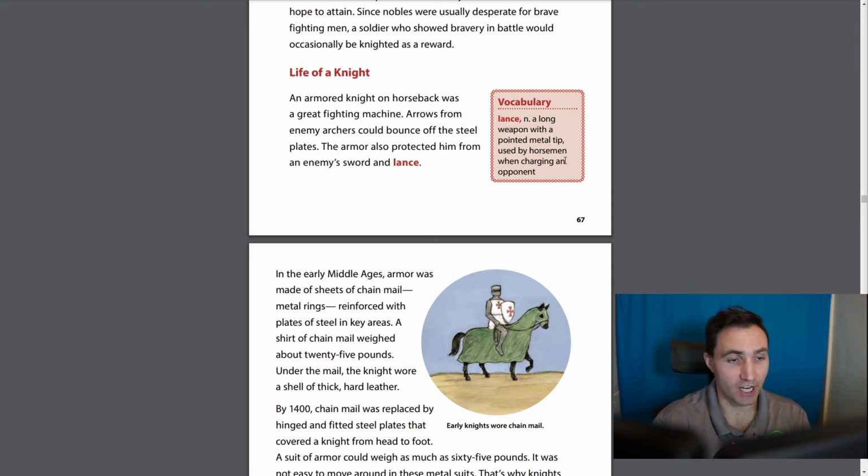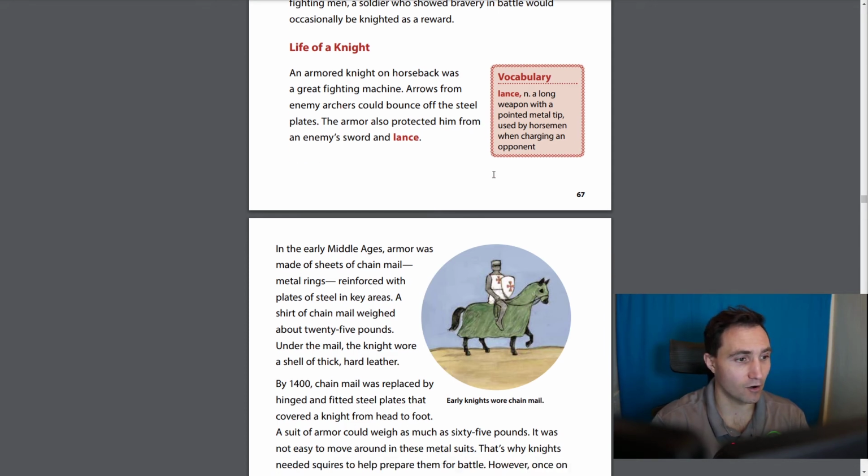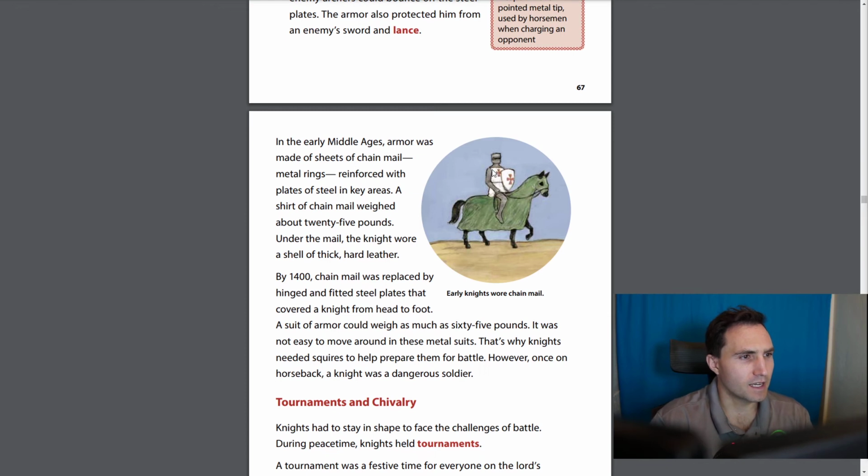That could be like jousting, and we've read a lot about jousting in King Arthur. In the Middle Ages, armor was made of sheets of chainmail, metal rings reinforced with plates of steel in key areas. A shirt of chainmail weighed about 25 pounds. Under the mail, the knight wore a shell of thick, hard leather.